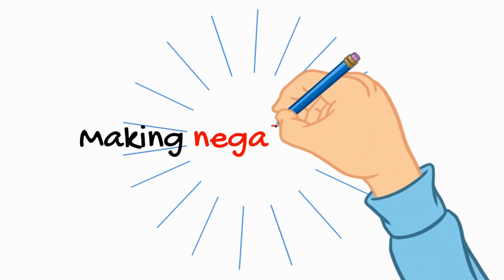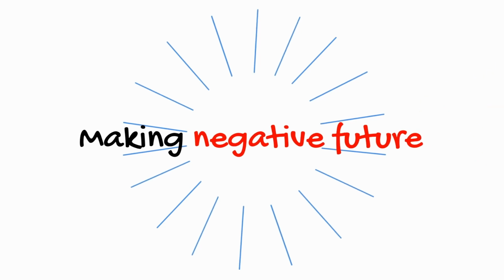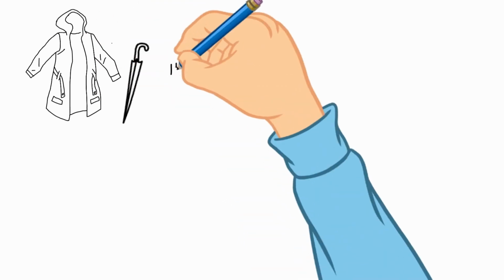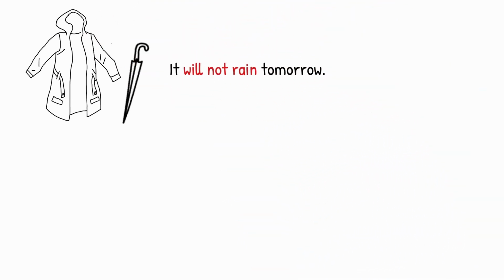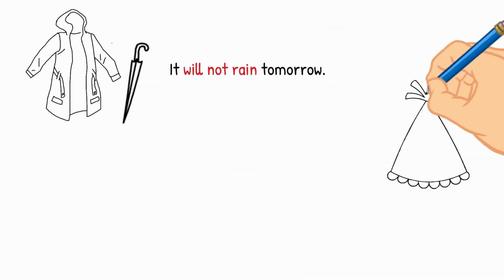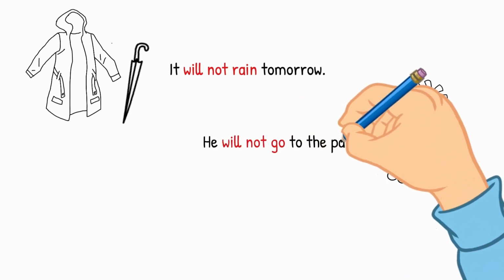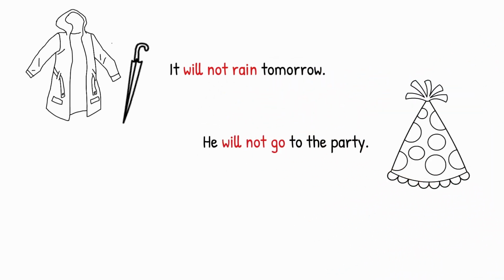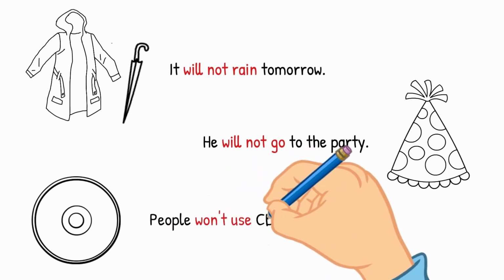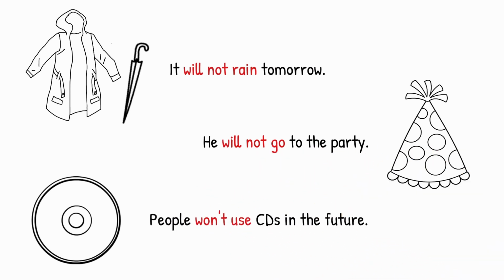Let's take a look at making negative future. It will not rain tomorrow. He will not go to the party. People won't use CDs in the future. To make negative, use will not or won't for the regular verb. Again, plural or singular subject doesn't matter. If you're used to simple present and simple past, this process will be pretty easy.